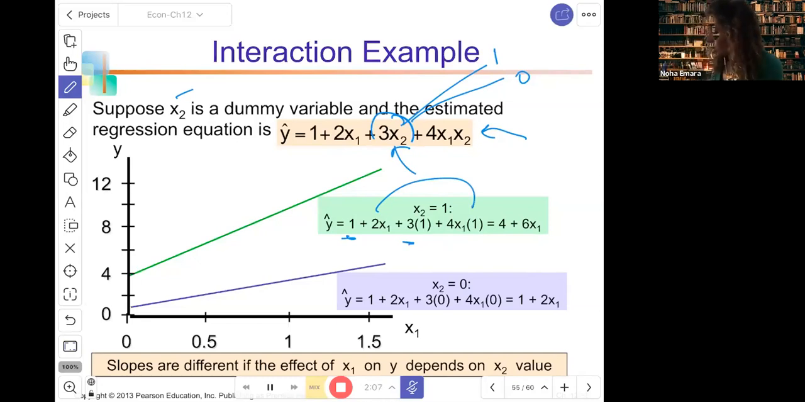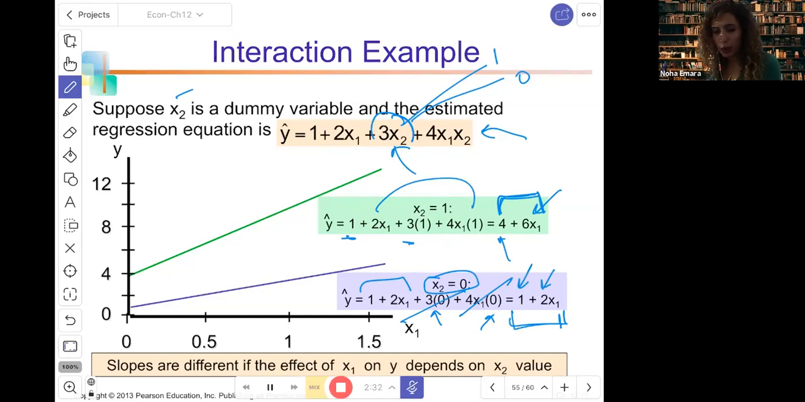What's going to happen if it is equal to zero? Everywhere I see X2, I plug in zero. So it's zero here, zero here. I'm going to go back to the original model where I have just one variable X1. It's again one variable here and one variable there, but the magnitude of the slope is different and the magnitude of the intercept is different, right? Different slope, different intercept. Okay.